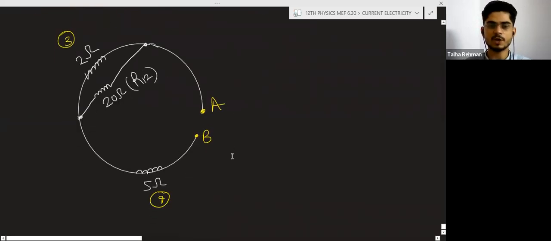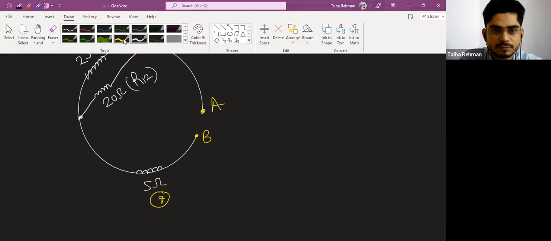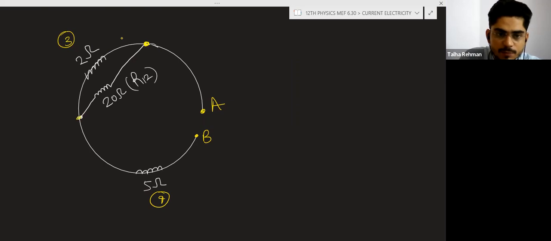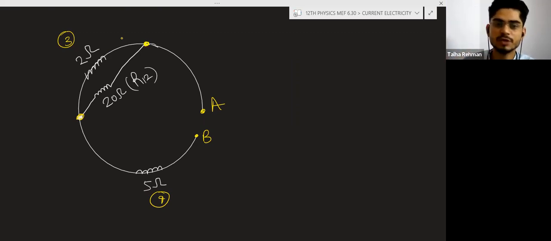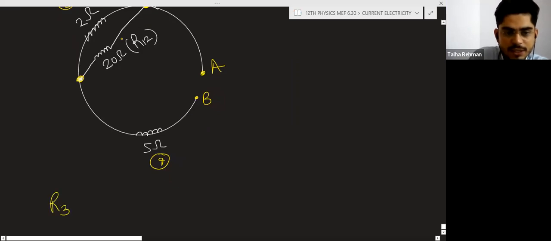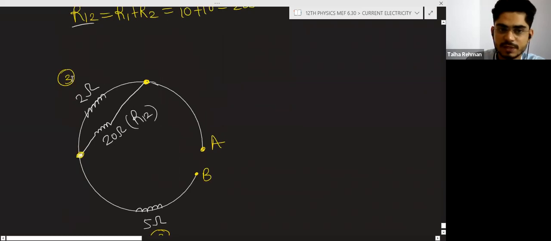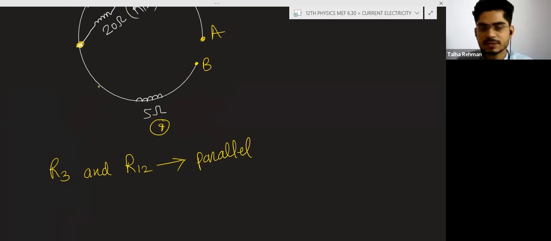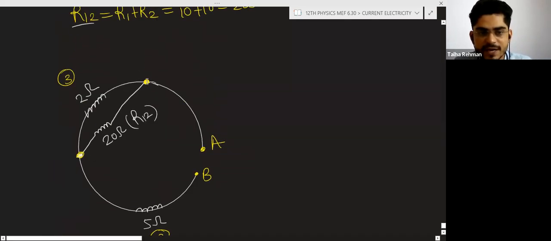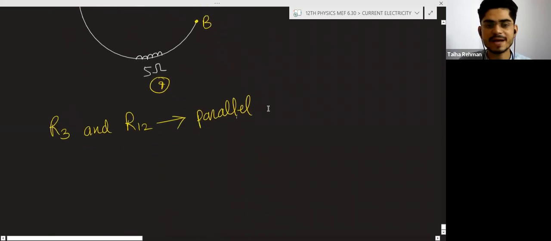Now you can see again. See this point and this point. This 2 ohm and 20 ohm are connected end to end. End to end connection means the parallel combination. So R3 and R12 are connected in parallel because they are connected end to end. One end of both the resistances is connected here. So 2 ohm and 20 ohm are in parallel combination.